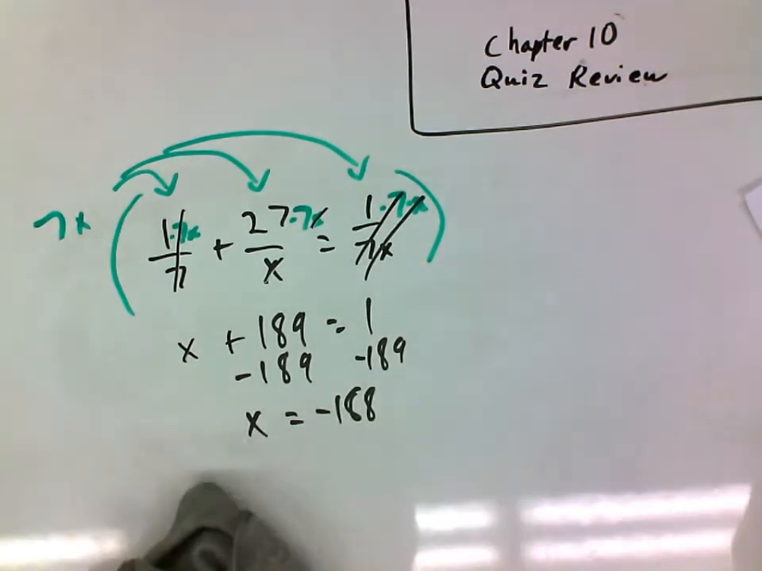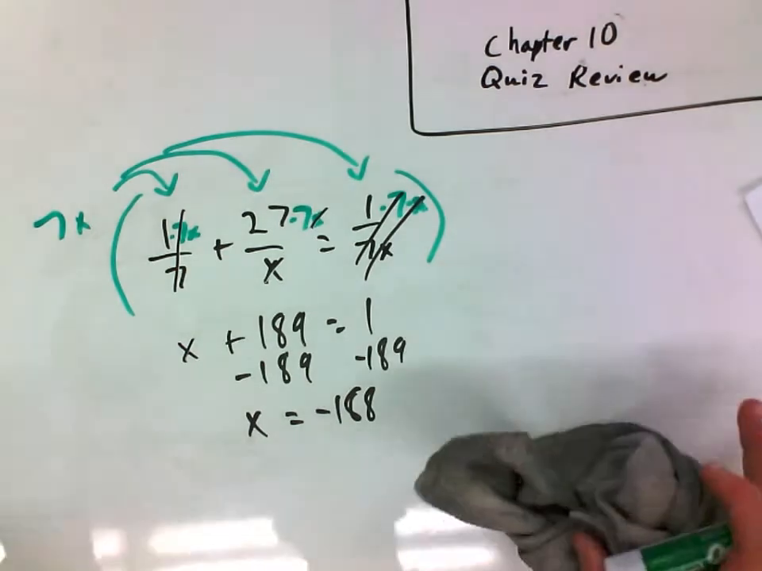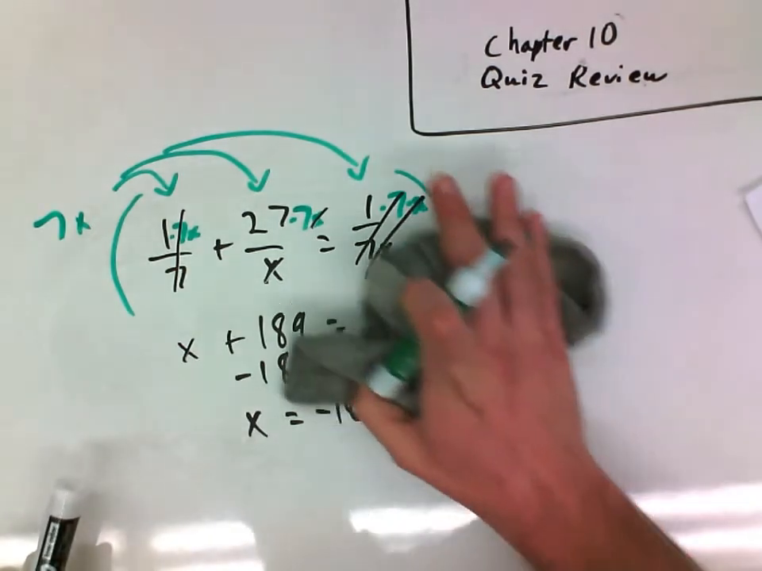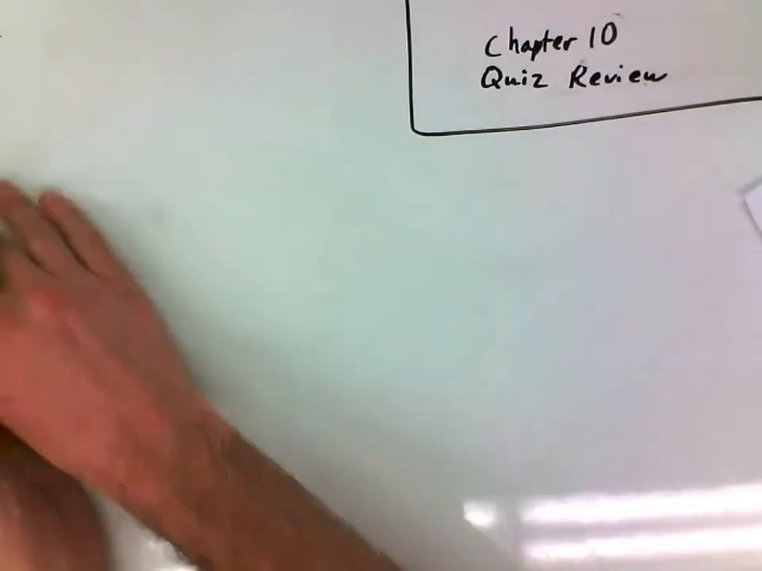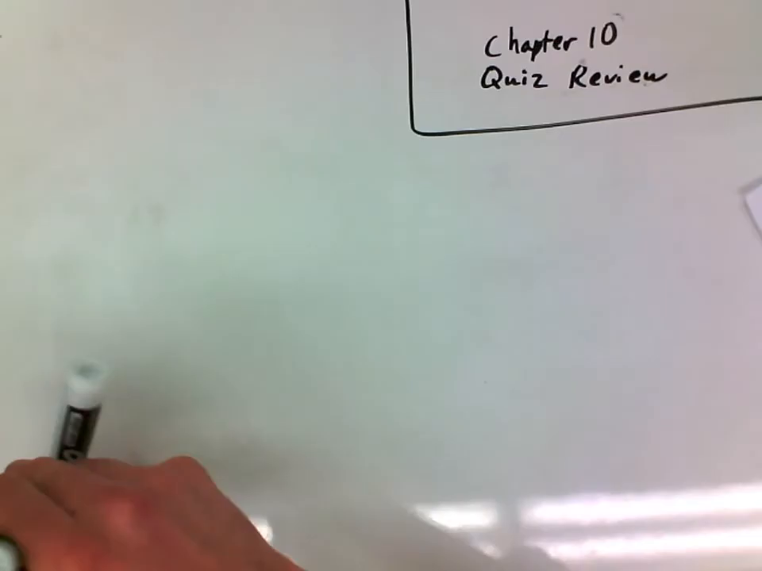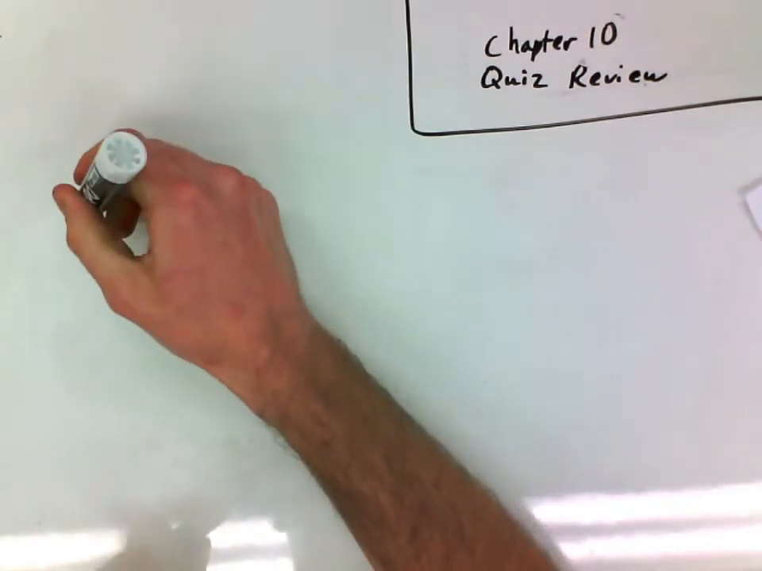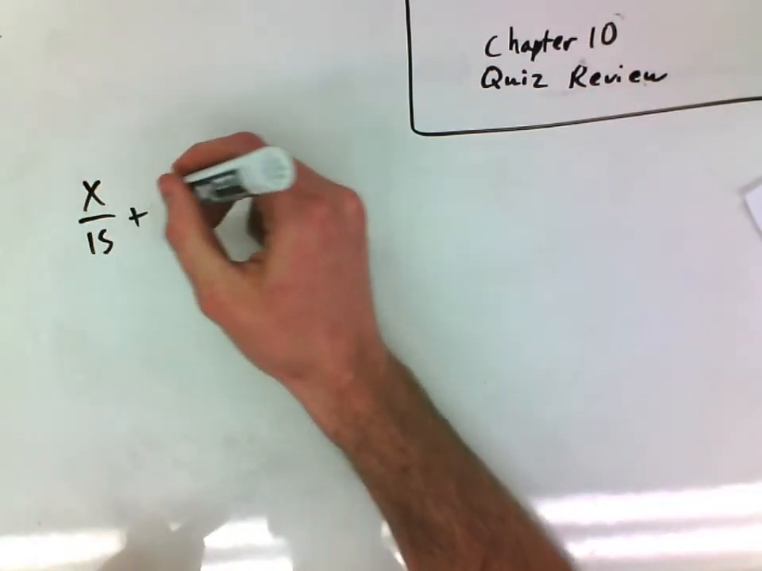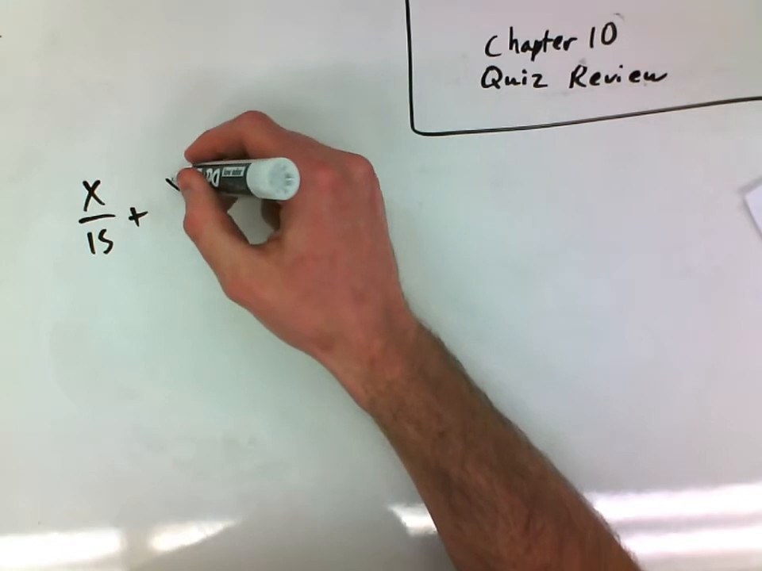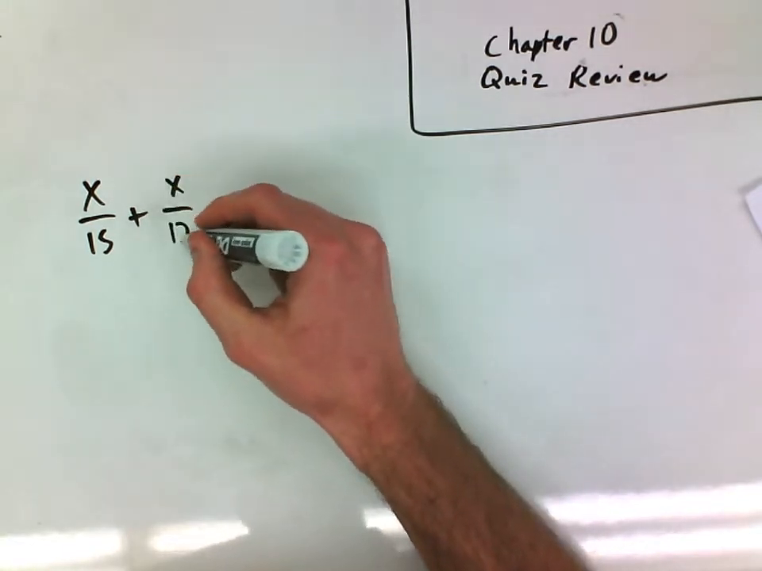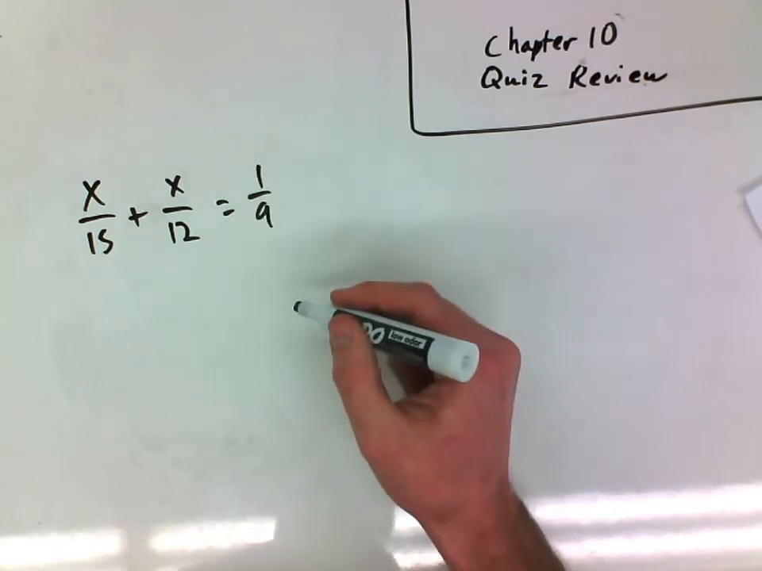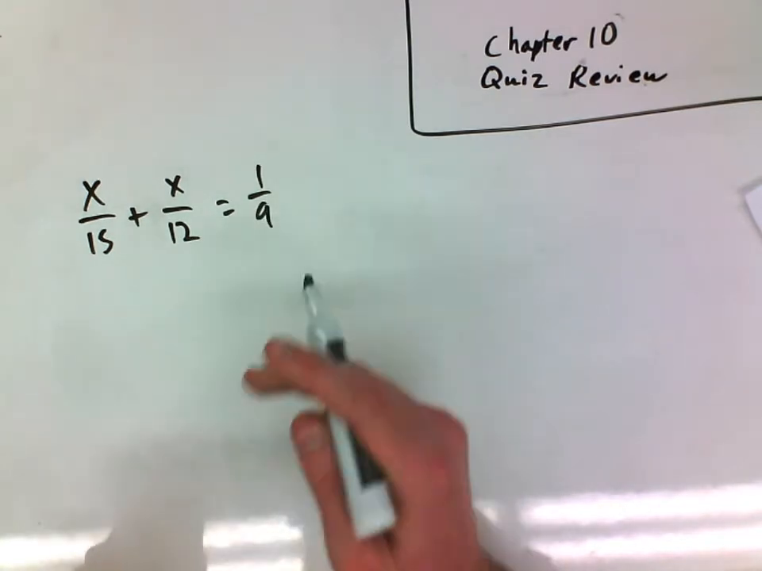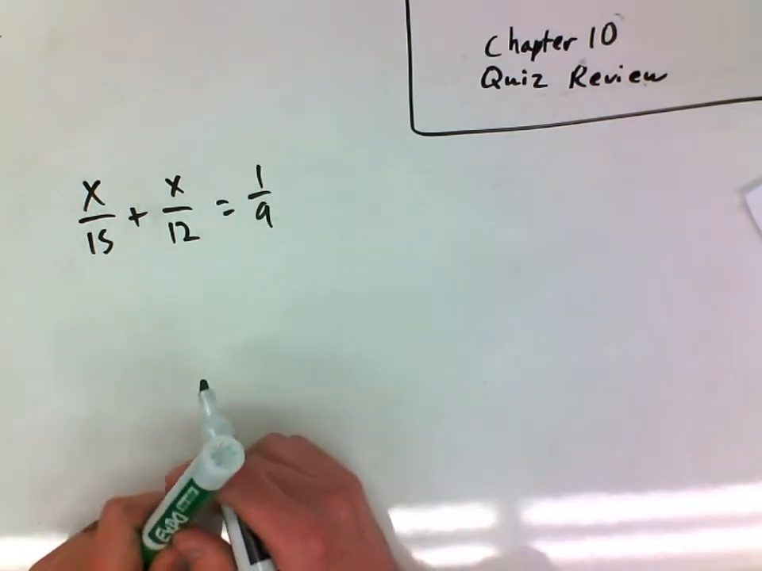This time there wasn't that much that canceled out. It wasn't that hard finding the number to multiply by. But let's look at one like this. Let's say we had x over 15 plus x over 12 equals a ninth. Okay, so I want to cancel these all out.